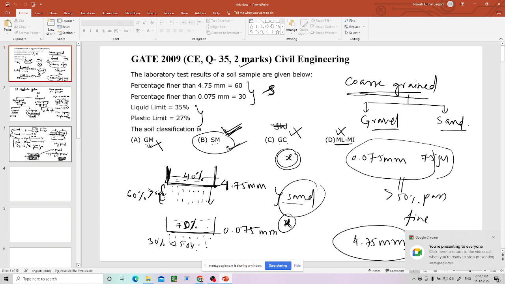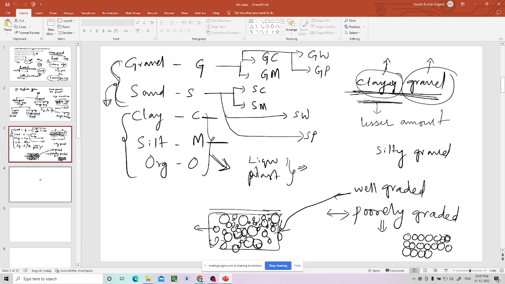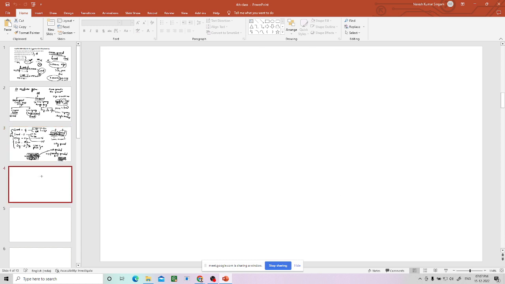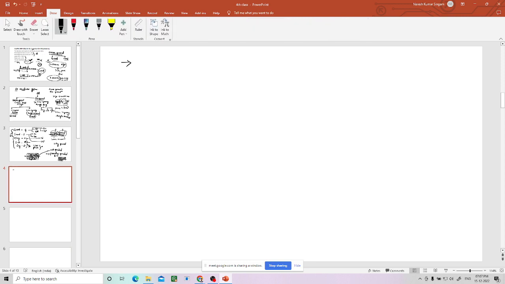So in the last class, we were talking about soil classification. Today we'll talk about it a little more clearly. Before that, I need to tell you about index properties. What are all those things which come under index properties? These are the properties which indicate the behavior of soil.